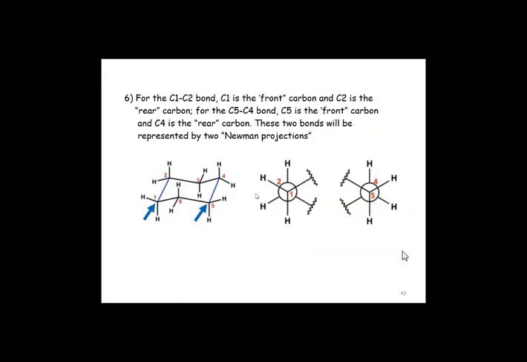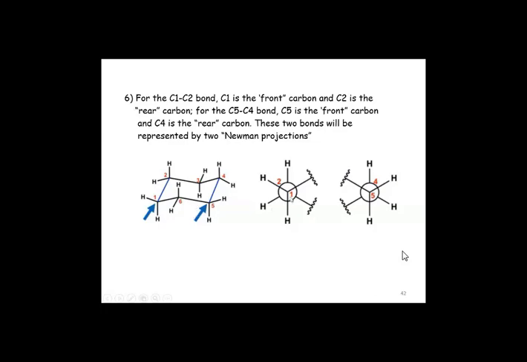Once this is done, for carbon 1 and 2, that is C1 and C2, C1 lies in the front and C2 lies at the back. Whereas here C5 lies in the front, whereas C4 lies in the back side, or it represents a rear carbon. These 2 bonds will be represented by 2 Newman projections, with the carbon at one end and the carbon at the second end, the observational site at the first end.